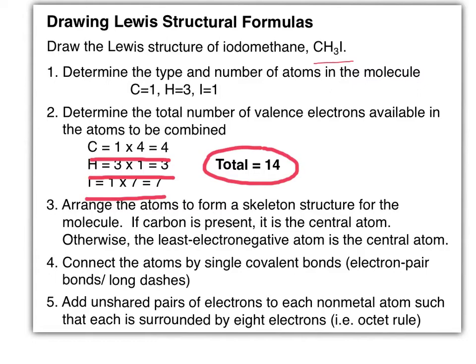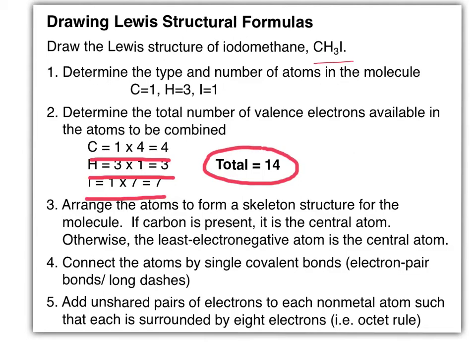If carbon is not present in the molecule, and let's be honest, in biology it's almost always going to be present, then what we're going to do is choose the atom that is the least electronegative. Now, you may not have learned about electronegativity in ninth grade, so for our purposes, electronegativity will simply refer to the atom that is furthest to the left on the periodic table, and that will serve as our central atom if carbon is not present.